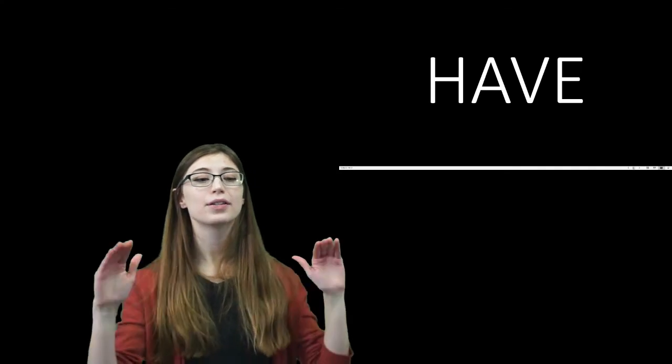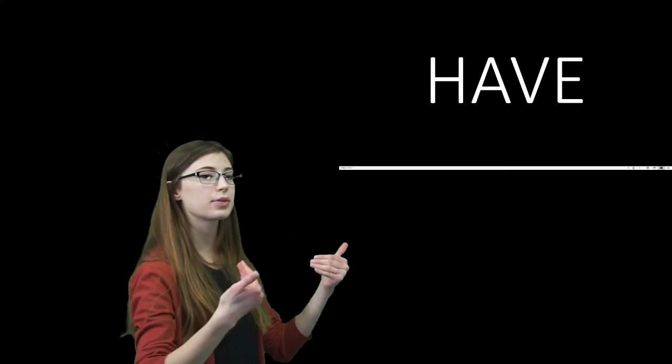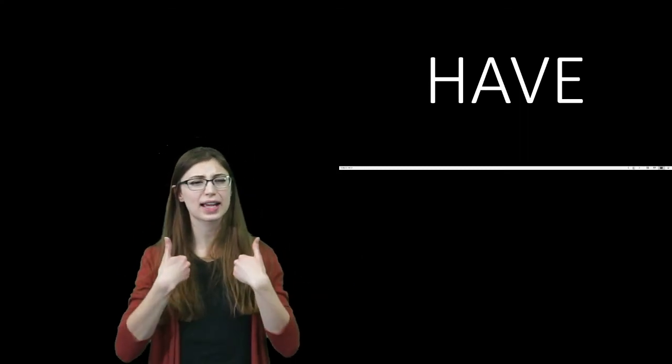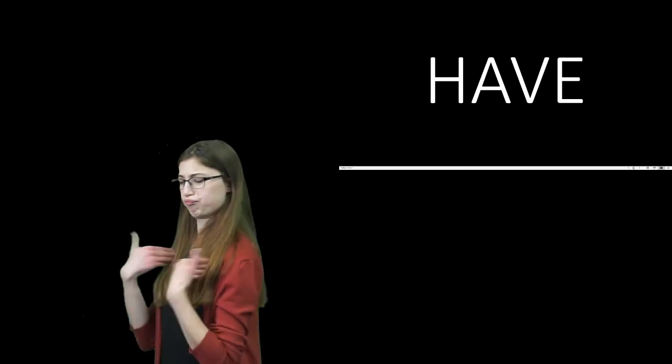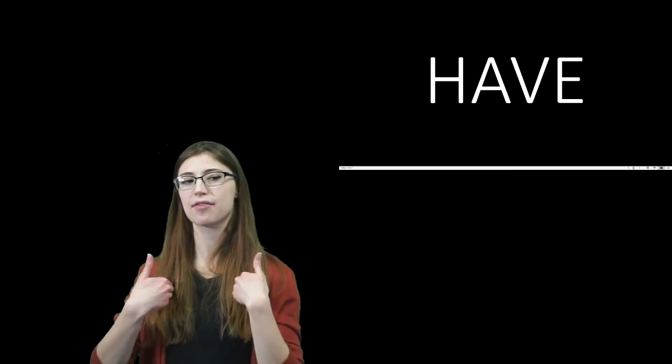Have 2 open bent B hand shapes. And these are just going to move in kind of towards your armpits. It's kind of like the sign for animal, but more of a single movement without the wiggling.